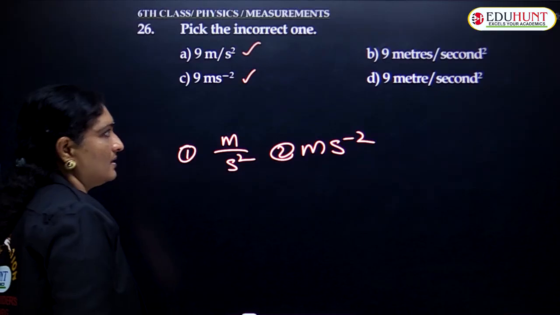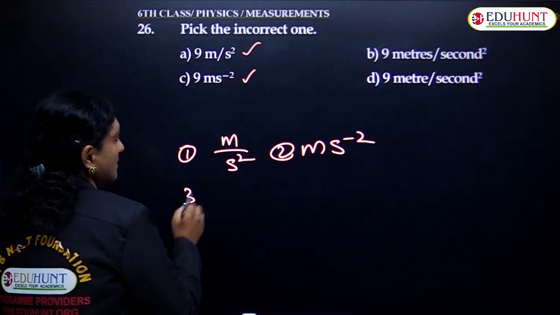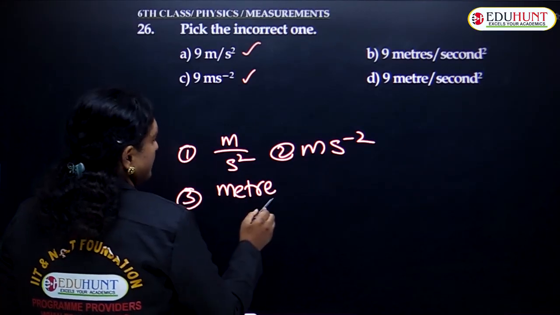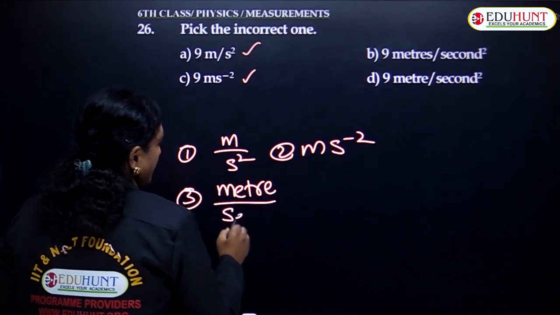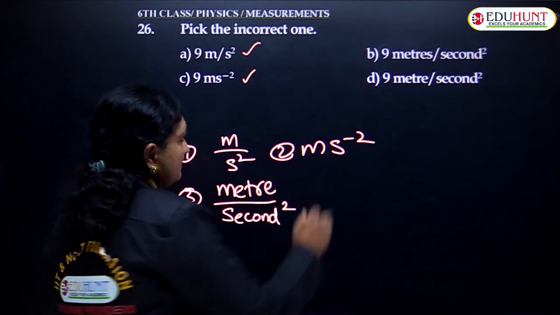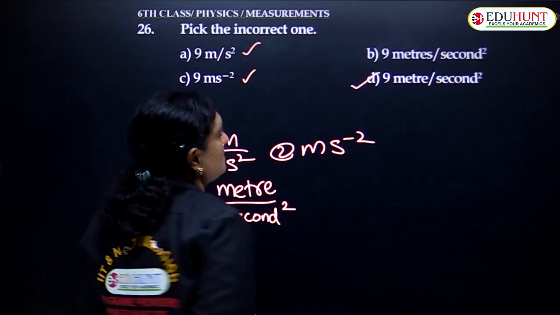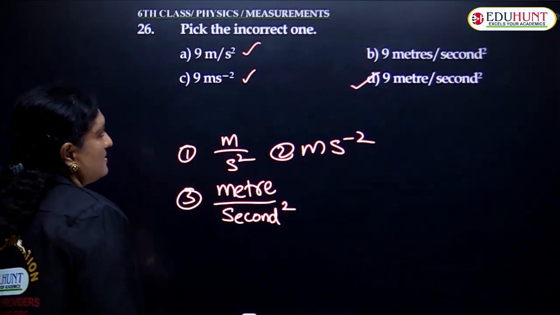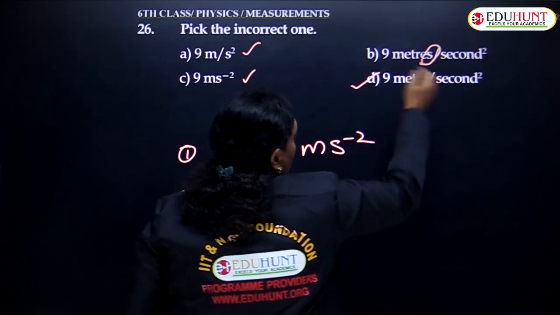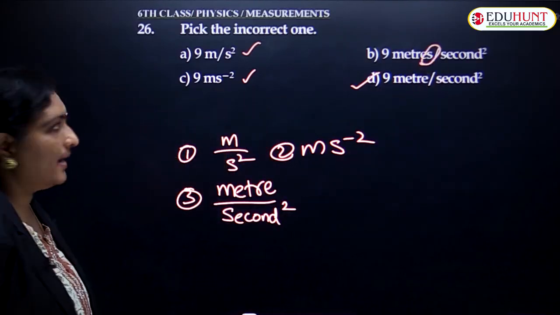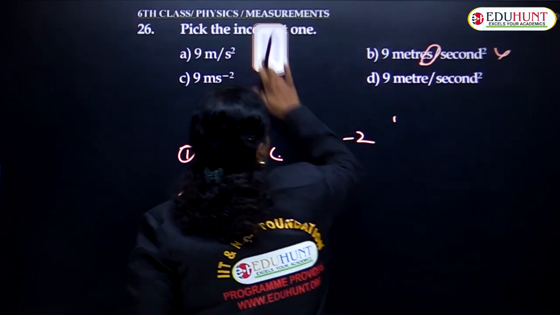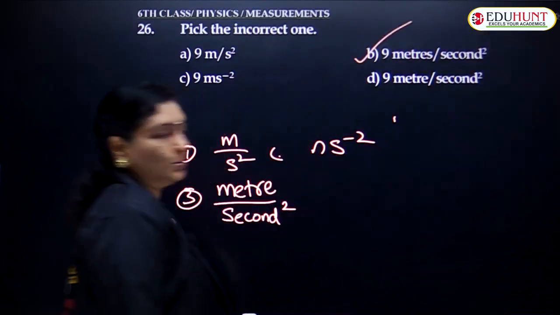This is also a correct representation. M indicates your meter, M-E-T-R-E, whereas S indicates your second. So, second square. Meter per second square. So, here, 9 meter per second square is also a correct answer. But if you observe here, even though they wrote it as meters per second square, no plural form should be used. Hence, this is the incorrect one. Your answer is option number 2, that is B.